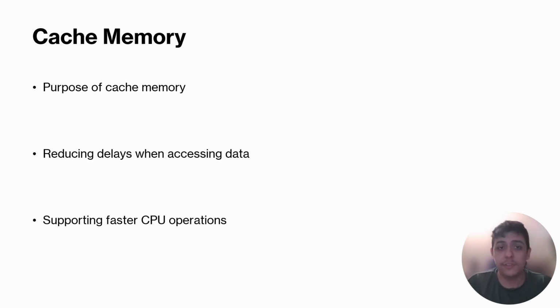Cache memory is a small but extremely fast memory located between the CPU and the main memory. Its main purpose is to store frequently used instructions and data so the processor can access them quickly without needing to retrieve them from slower RAM. By keeping commonly used information closer to the processor, the cache memory reduces delays during data access. This allows the CPU to spend more time processing instructions instead of waiting for data to be retrieved from the main memory.